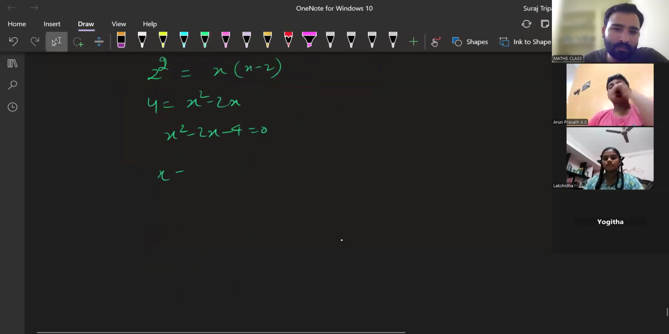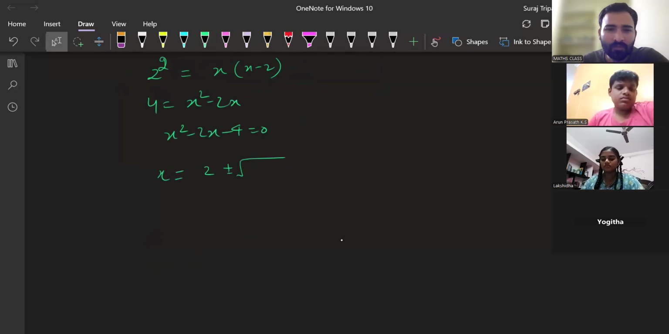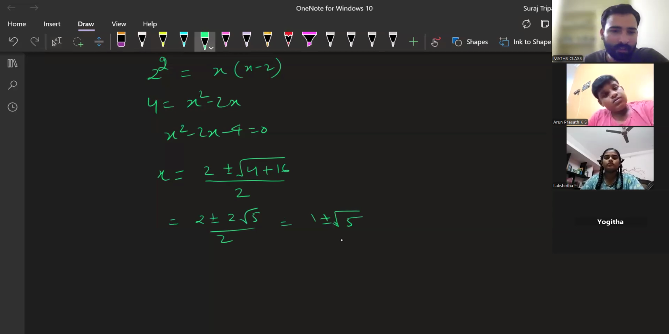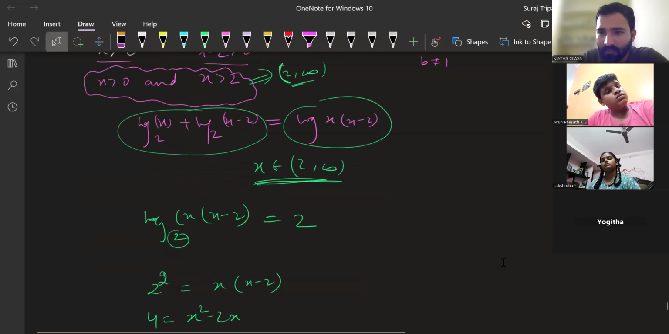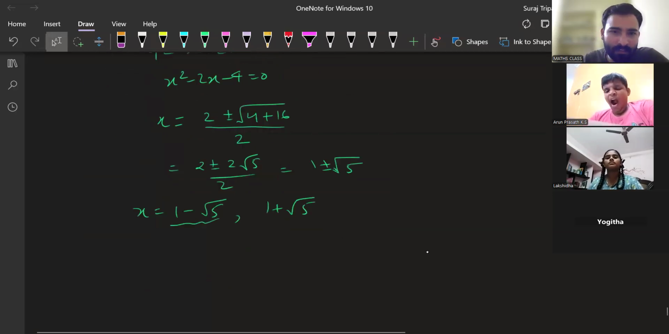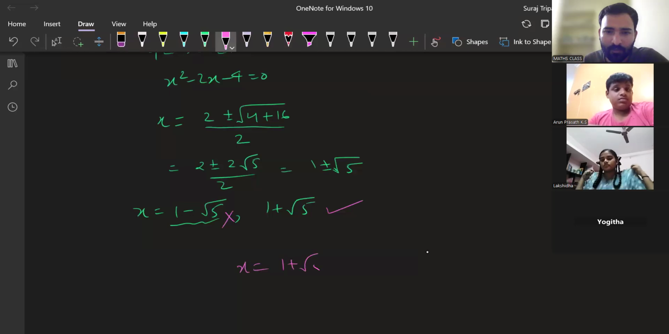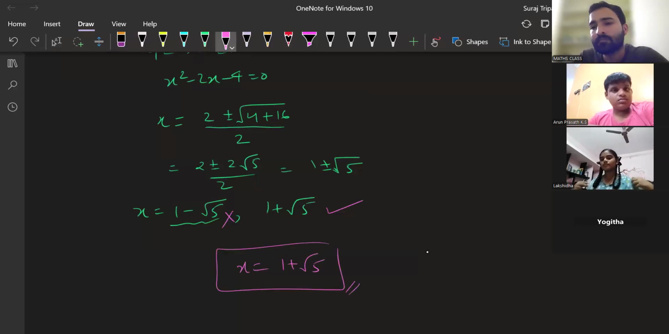x equals 2 plus minus the square root of 4 plus 16, divided by 2. So here you will get 2 plus minus 2 root 5 divided by 2. So you will get 1 plus minus root 5, right? So there are two values of x, 1 minus root 5 and 1 plus root 5. As you can see, 1 minus root 5 is not lying in this interval 2 to infinity, right? That's why this is rejected and this will be the answer. So x equals 1 plus root 5 only. Only this answer is correct, right?